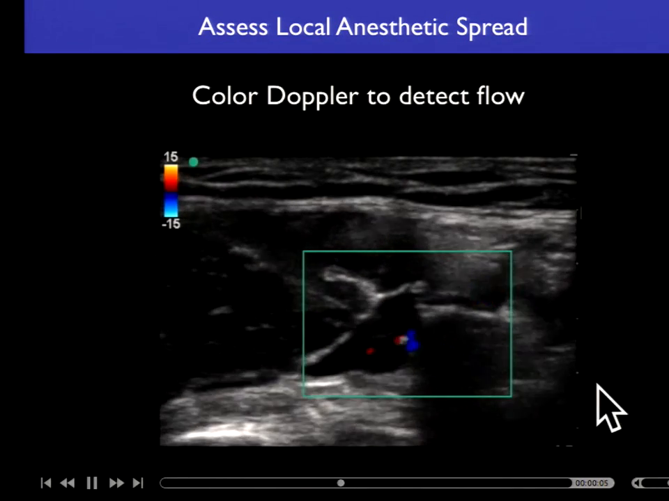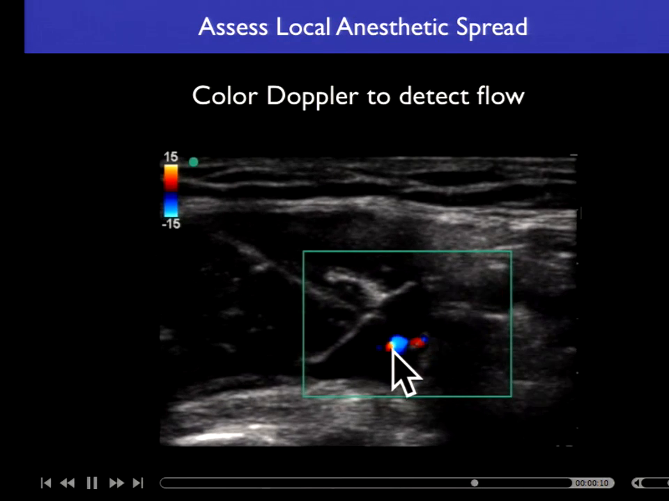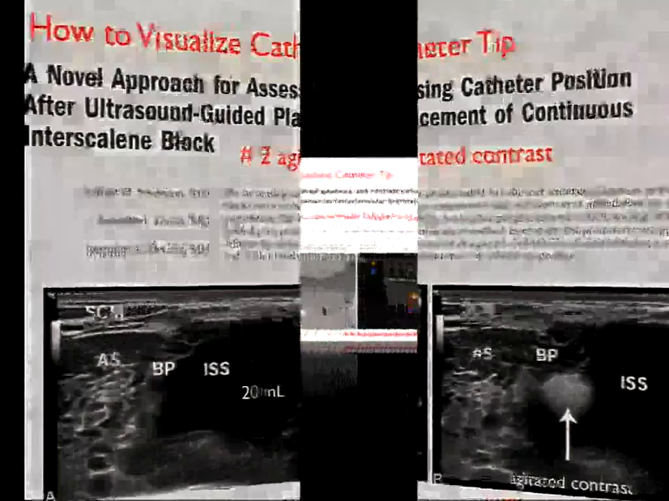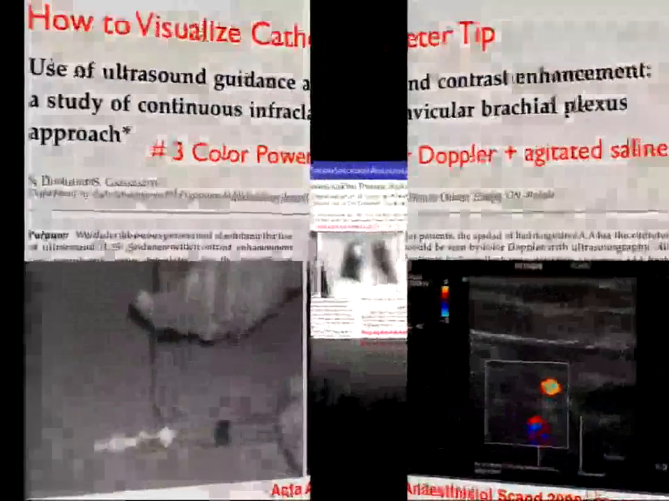If you inject, because the Doppler will pick up the flow, you will see not just the expansion of the anechoic fluid collection, but a color coming out. Or you can use a little bit of air. It will be very hyperechoic, but make sure you don't inject too much air, otherwise you'll cloud the target afterwards. Or you can use a mixture. Dr. Ganapathy's group has 2 syringes hooked up, one on each port of the stopcock, you agitate the saline, then inject. So again, use a color Doppler, you will pick up the flow.